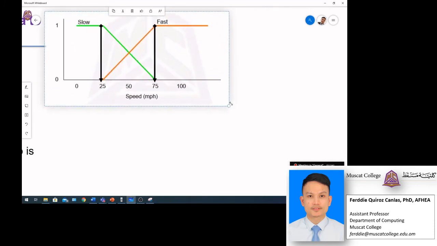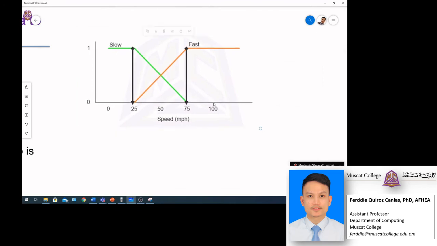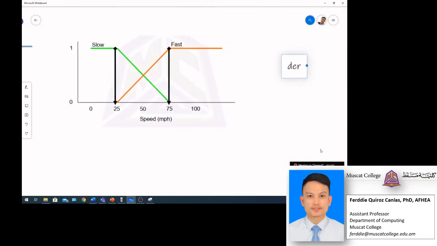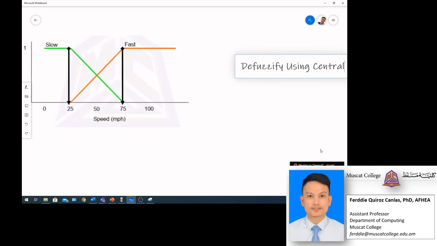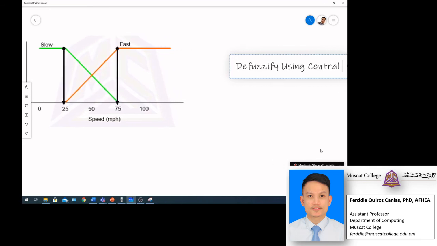So in the defuzzification, we're going to use center of gravity, okay? So we're going to defuzzify using center of gravity. We have plenty of techniques for defuzzification, but we're going to use the easier one for you, which is center of gravity, or COG.